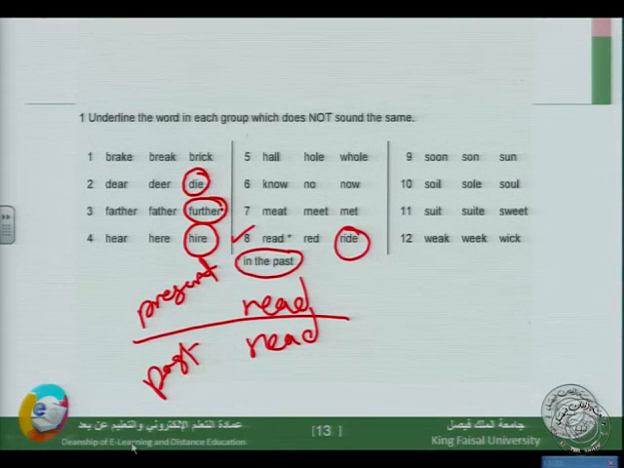Soon, sun, sun. Soil, soul, soul. Suit, suit, sweet. Weak, weak, week. So please replay the video, if you are watching me now or maybe later on, and try to pay attention to the way I pronounce each one of them and try to choose the one that sounds different or does not sound the same.